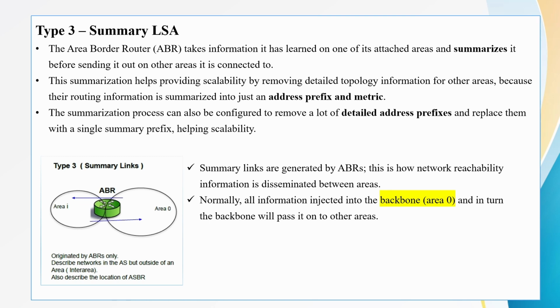This is how the network reachability information is disseminated between the areas. Normally, all the information is injected into the backbone area first, and in turn, the backbone area will pass it to other areas. So this is how the LSA propagates out to the areas.